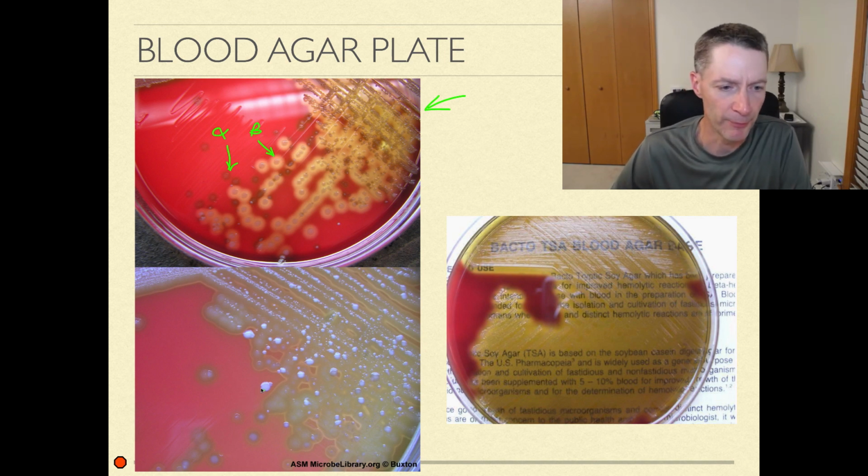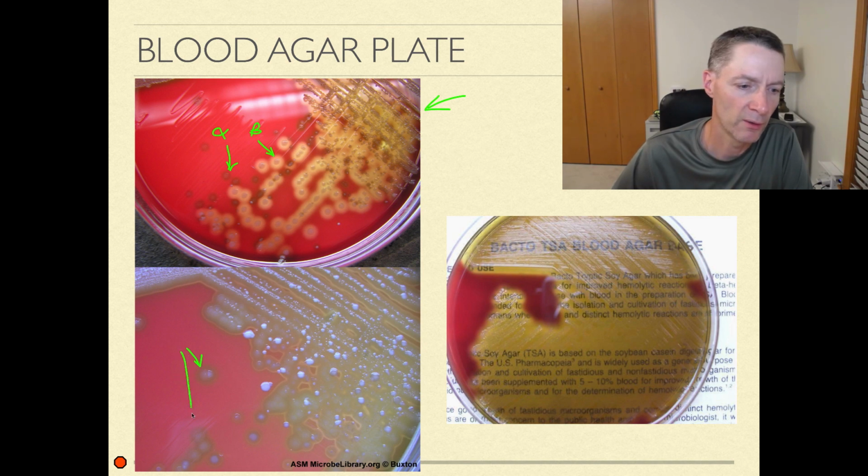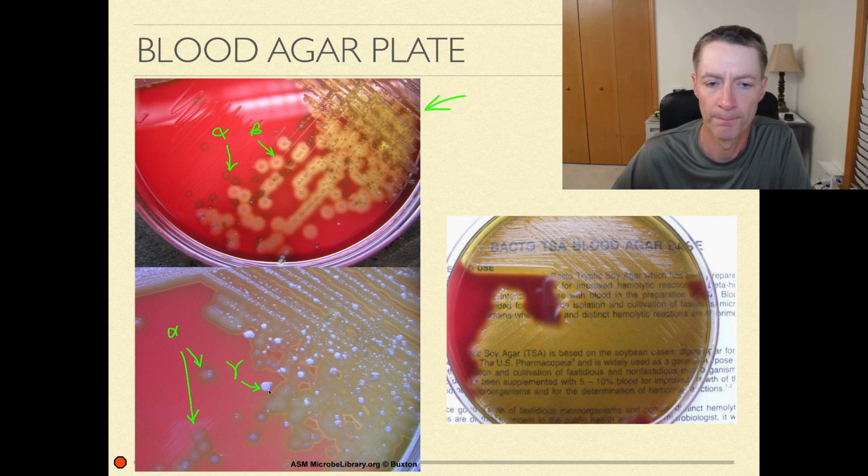Down the bottom left, again, we have a bruised look around some of these colonies. This bruised look, here's some more down here, would be again alpha. Anything like this, these have no halo at all. I'd say that's got to be gamma hemolysis.